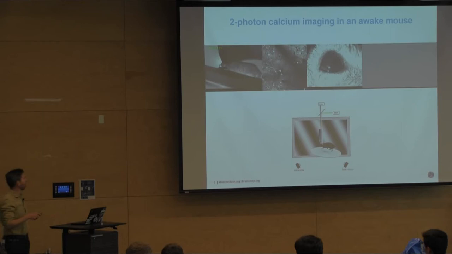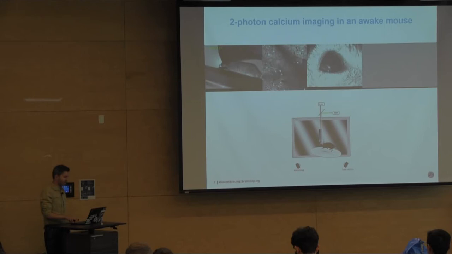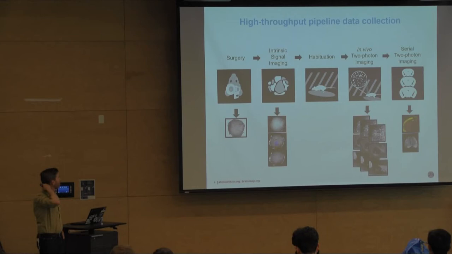These cells are genetically encoded so that when the cell has a calcium influx into it, it fluoresces under a laser. And so we can record the activity of individual cells. We record a video of the mouse's eye motion so that we can track where it's looking on the screen during the experiment. So these data are generated through a high throughput pipeline.